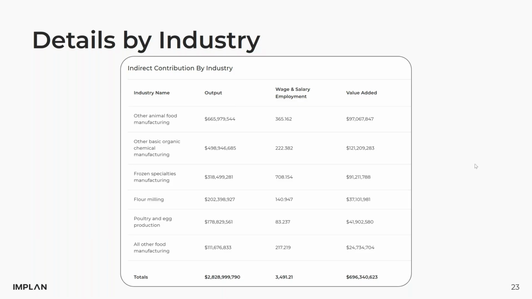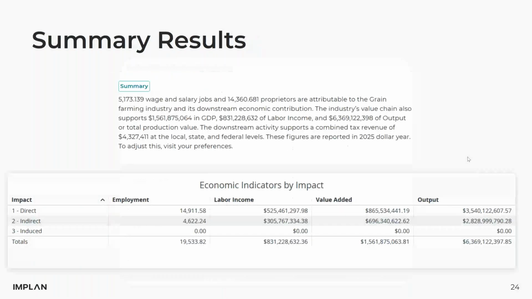We also have a written results table that will summarize all of this for you, talking about the wage and salary jobs as well as proprietors, which are plenty in the agriculture industry, and how that downstream economic industry contribution looks. In this guide, you can actually tab over to the traditional IMPLAN tabs to see the details like the table at the bottom of the screen that we're very used to seeing.